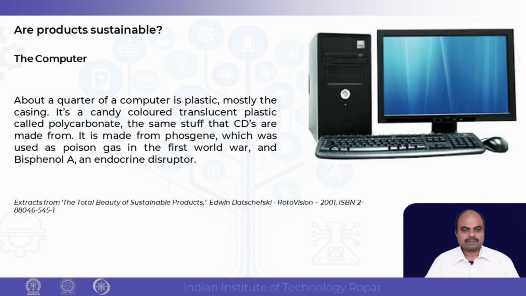Next is the computer. About a quarter of the computer is plastic, and most of the casing is candy colored transparent plastic, polycarbonate, the same stuff CDs are made of. It is made with phosgene, which was used as a poisonous gas in the First World War. Bisphenol A and endocrine disruptors are chemicals often used while making the computer. So we have to be very careful that we use the product wisely.